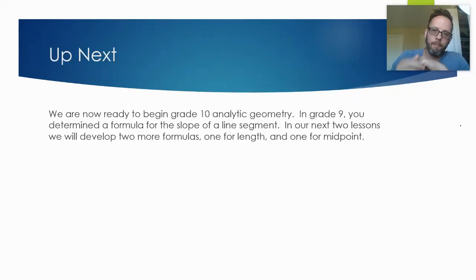What we're doing next: with that little bit of review of finding the equation of a line, we're going to start our unit on analytic geometry. So in grade 9, you guys determined a formula for the slope of a line segment, which we reviewed in this lesson. In our next 2 lessons, we're going to get 2 new formulas, one for length and one for midpoint. Our next lesson is actually on the midpoint of a line segment. How do we find it? What's the formula? What are some uses of it? It should be pretty fun.